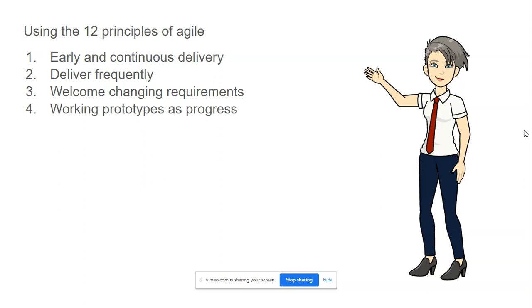Number four, working prototypes as we progress. So whenever you're producing, you just want to get a prototype. It might be a design, a rough work, it might be anything. Just get a prototype on the course.